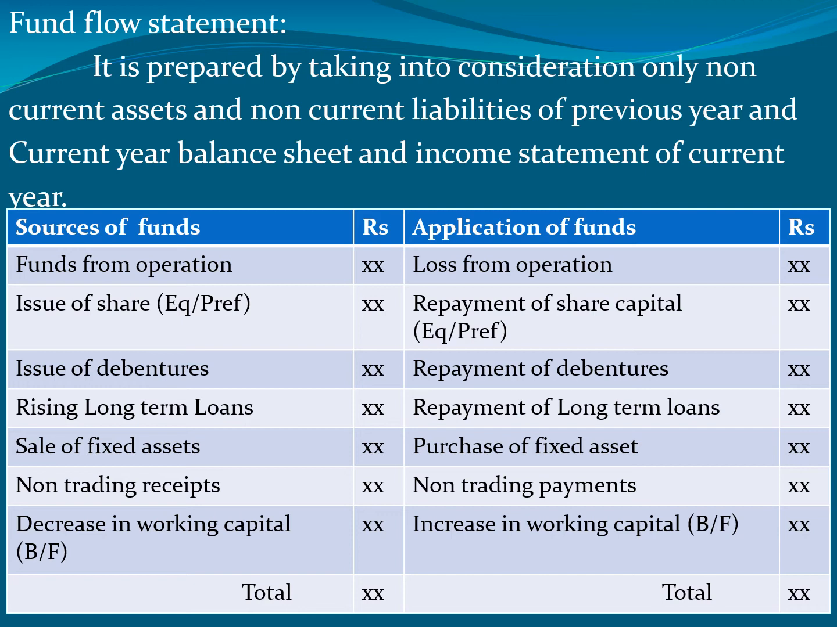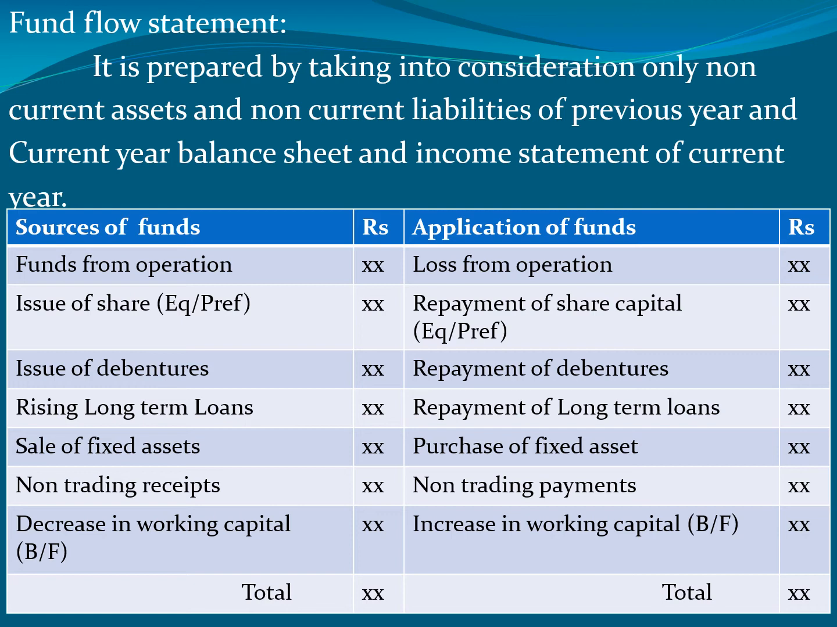Suppose there is a decrease. Last year it was 10 lakh. This year it is 8 lakh. It means 2 lakh is a decrease. It means the repayment of share capital or a redemption of share capital. Write it in the application of funds, or on the right hand side. Take the net decrease.